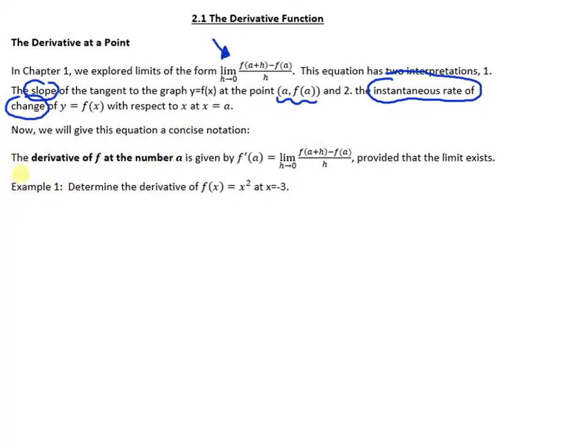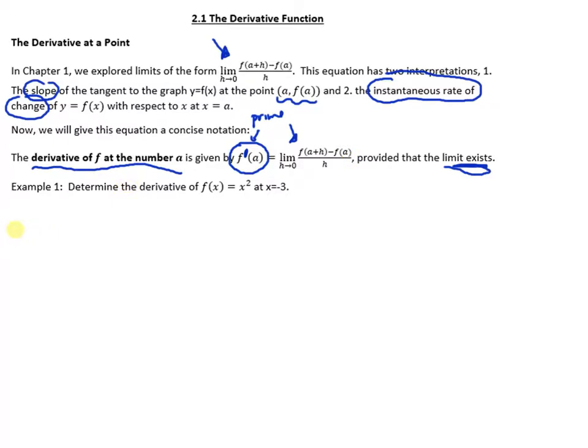Now, here's a concise notation. This is the derivative of f at the number a. Same thing here. We have the same formula. This is something new. So this notation means the derivative. This accent or apostrophe here, this we call prime. So this is like f prime at a. And since we're dealing with limits, this only occurs provided the limit exists.